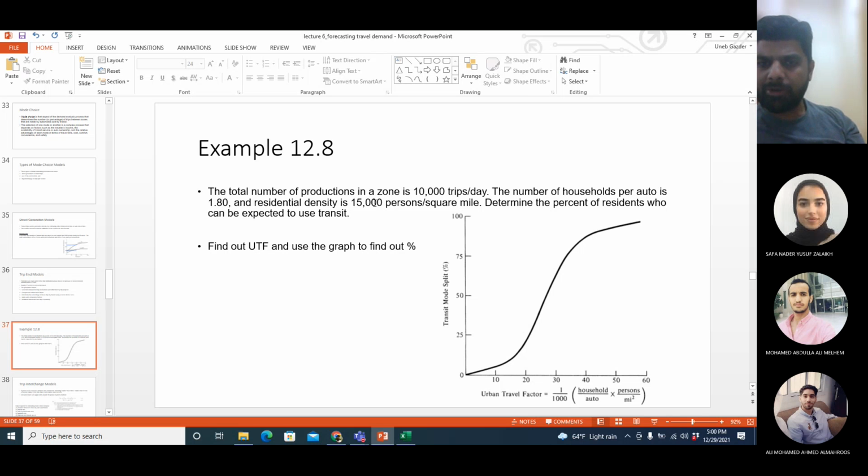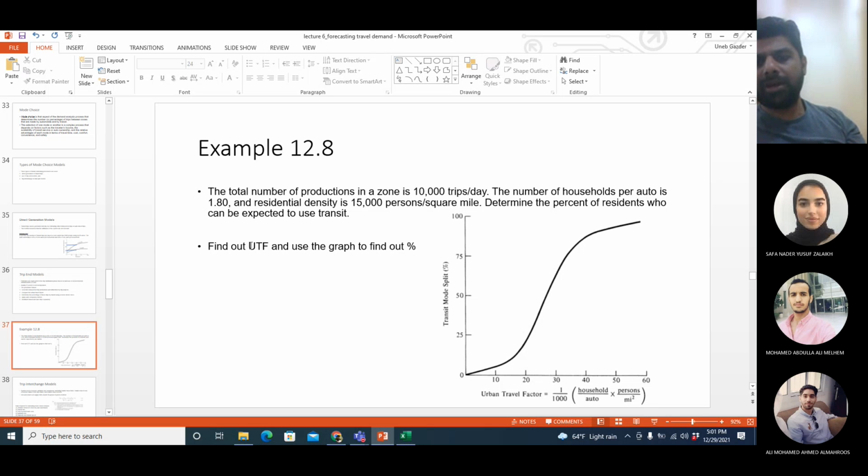Residential density means number of people per area. We have to find out the percentage of residents who can be expected to use the transit service, the percentage of the people who will use the transit service. So first of all, we have to find out the urban travel factor.